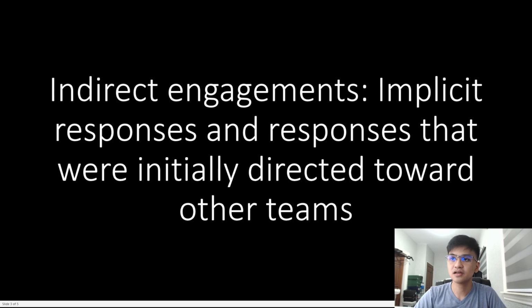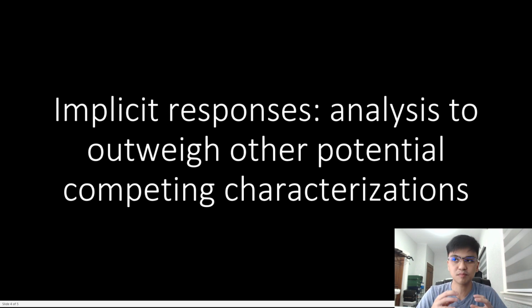This includes implicit responses that pertain to how the constructive material of a team forwards a certain point that is to the detriment of other arguments in a round. For example, if a team presents significant reasons for a certain premise to be true, then they have presented an analysis that outweighs other potential competing characterizations. So if the closing team were to create an argument that requires this premise to be untrue, then of course you have to include this initial analysis from the opening as part of the existing engagement.